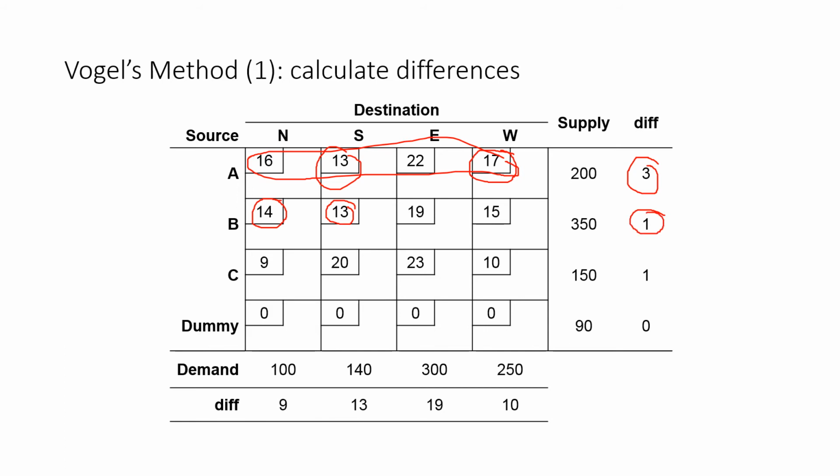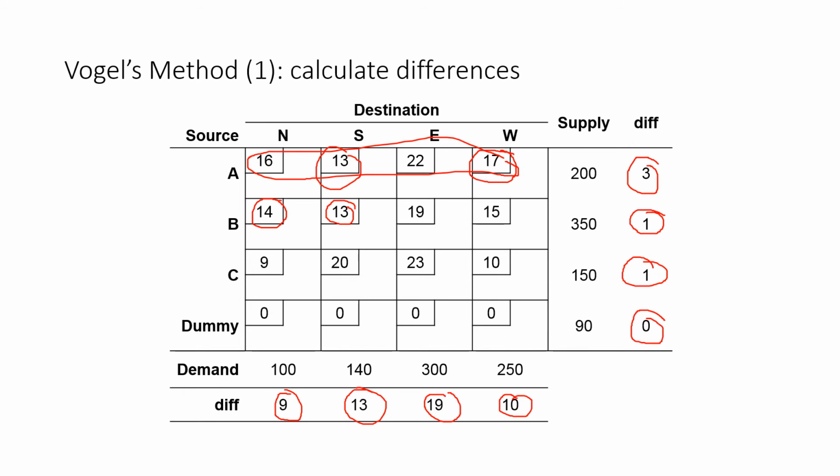The smallest two in the third row are 9 and 10. The difference is 1. And the smallest two in the fourth row are 0 and 0, so 0 minus 0 is 0. We'll repeat the same thing for the columns. In the first column, the smallest is 0 and the second smallest is 9, so 9 minus 0 is 9. In the second column, we have 0 as the smallest, and the second smallest is 13, so 13 minus 0 is 13. Then the next is 19 minus 0 is 19, and then 10 minus 0 is 10 for the fourth column.